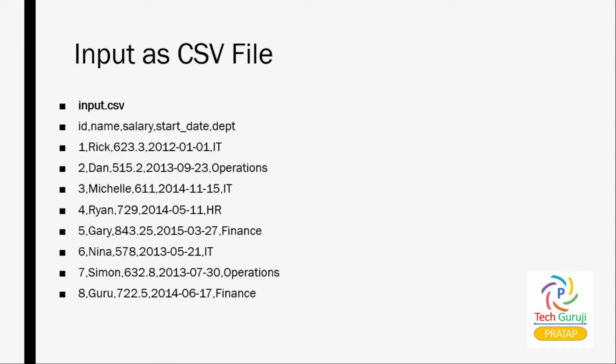So we'll take one example of input as a CSV file. We'll take 8 records of some persons who work in some departments. For example, Rick is working in the IT department, Dan is working in operations, Michael is working in the IT department, likewise. So what we do, we'll select all the records, put them into Excel, or we can put them into a notepad file and save the file with a .csv extension. So it will create a comma separated values file.